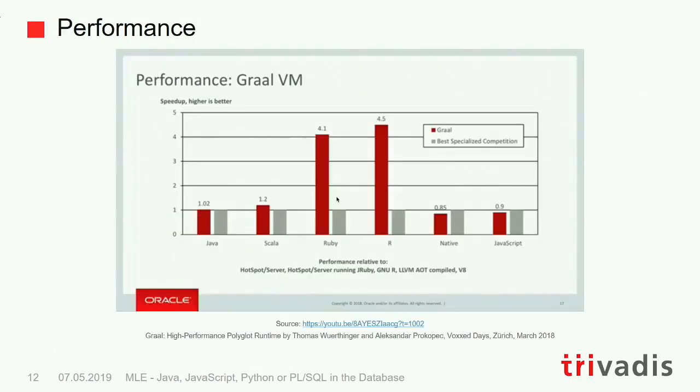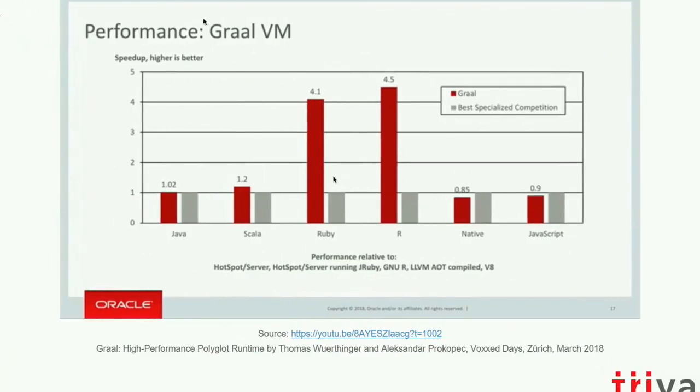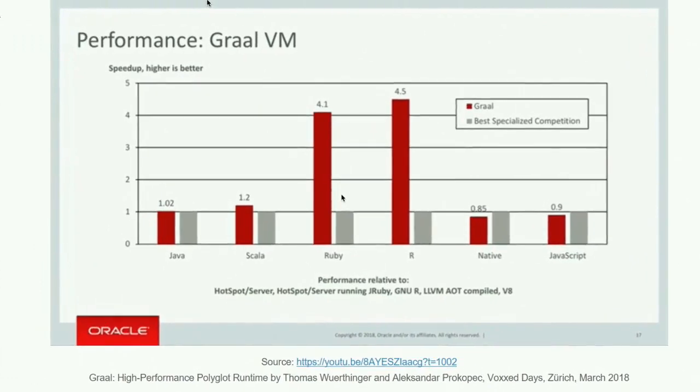Talking about the performance, I have in fact grabbed a graph from Thomas Würthinger, produced a bit more than a year ago. It shows some performance figures. The gray bars are the best competitors in class. They are all normalized on a 1.0 level. And the red ones are the GraalVM. The higher the bars, the better.